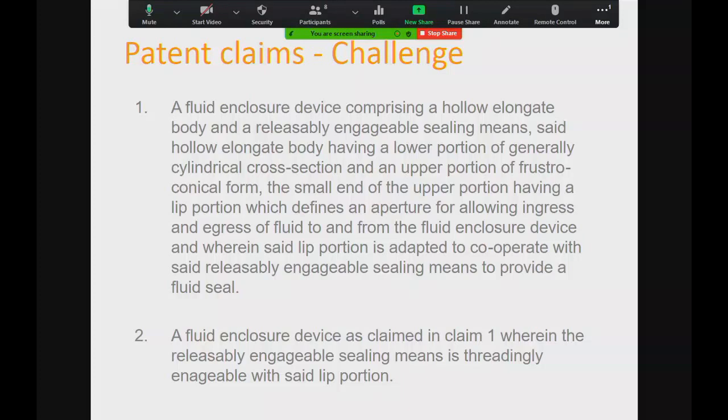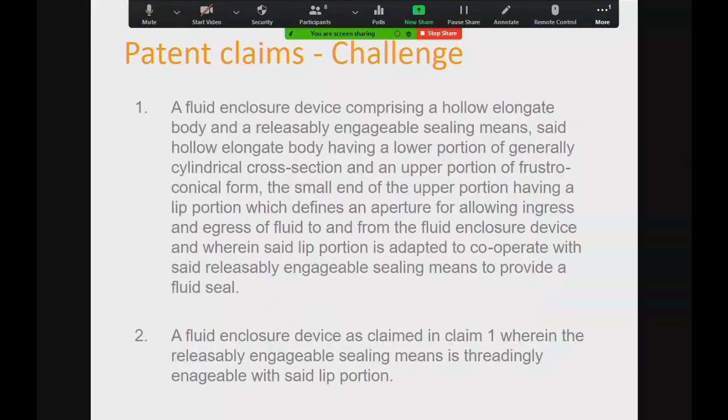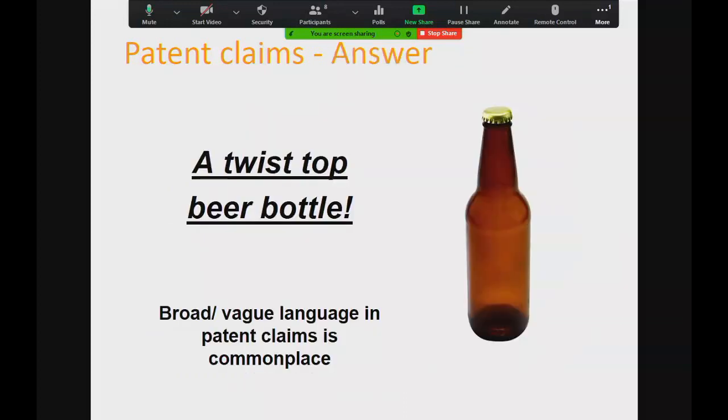This is usually where I have prizes to offer, but COVID says I can't bring prizes because they'll have my fingerprints on them. It's a stubby. Okay, all of that crap. This, that, it's got an upper end, an enclosure device, a lip means, sealingly engageable, blah, blah, blah. It's a stubby. That's how a patent is drafted.